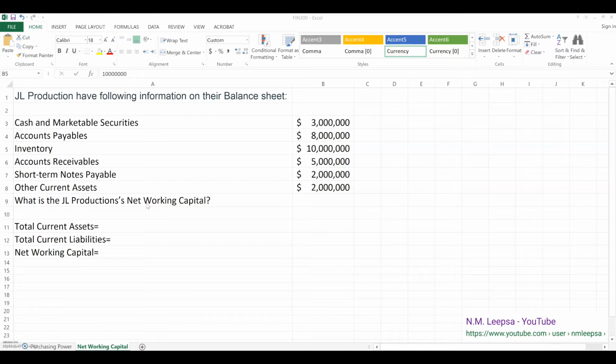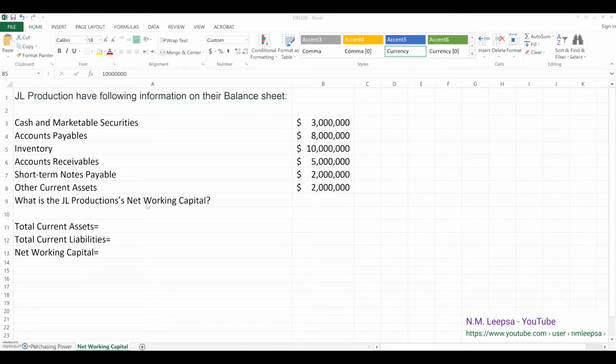So we can say that a low value for this number is really undesirable because it indicates that the company may not have enough cash in hand to cover its immediate expenses.